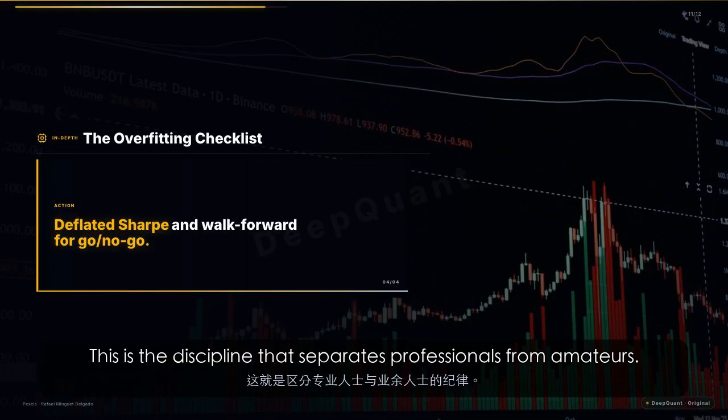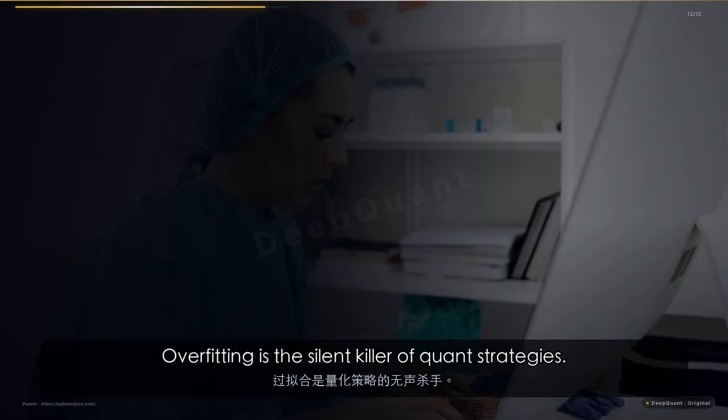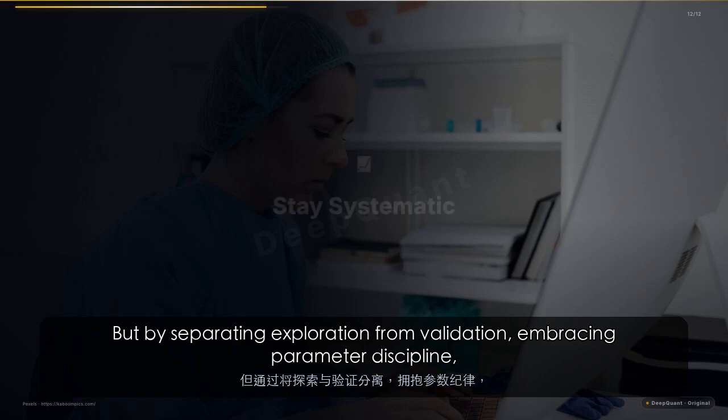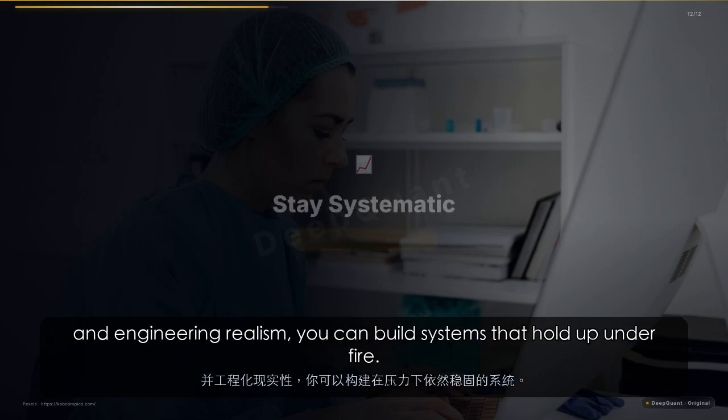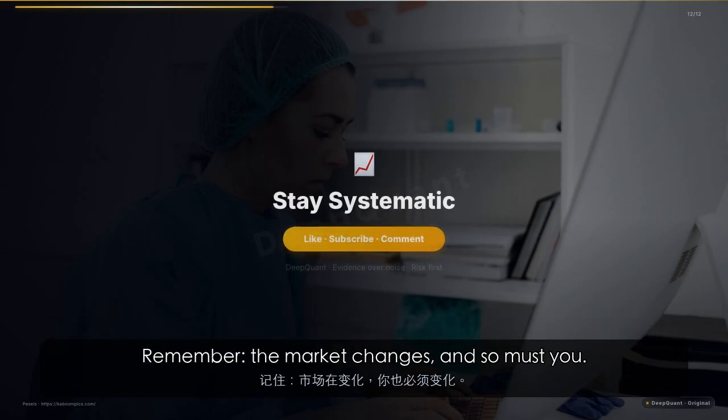Overfitting is the silent killer of quant strategies. But by separating exploration from validation, embracing parameter discipline, and engineering realism, you can build systems that hold up under fire. Remember, the market changes, and so must you.